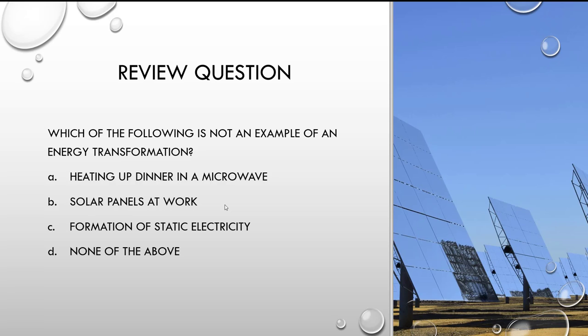Well, aren't they all examples of energy transformation? When you're heating up dinner in a microwave, you're using energy to transfer those microwaves of energy into heat to make your dinner warm. Okay, so that's an energy transformation. Solar panels, you're using sunlight and turning that into electricity. Formation of static electricity, you're using friction to form that little electricity. So, none of the above.